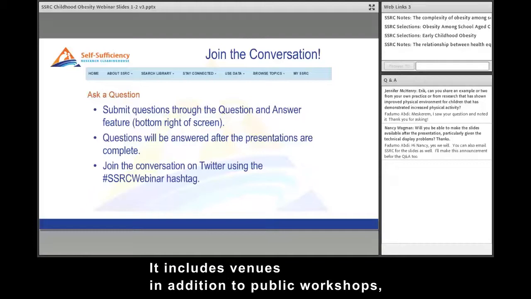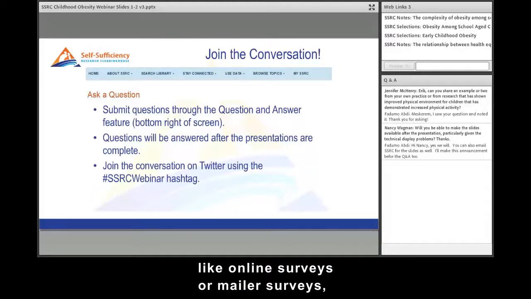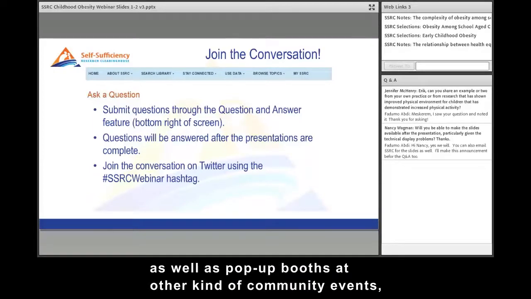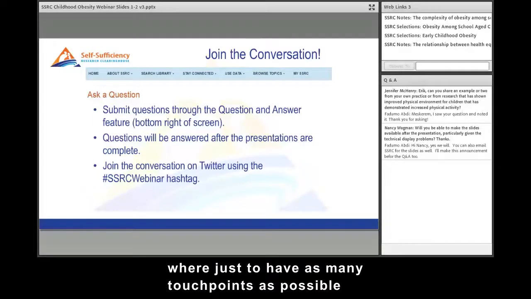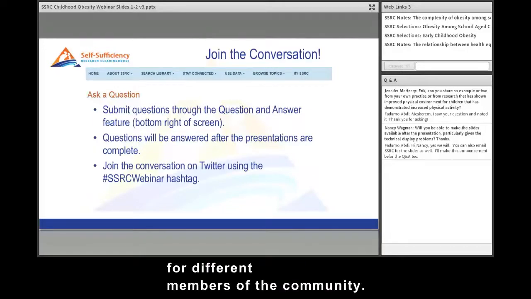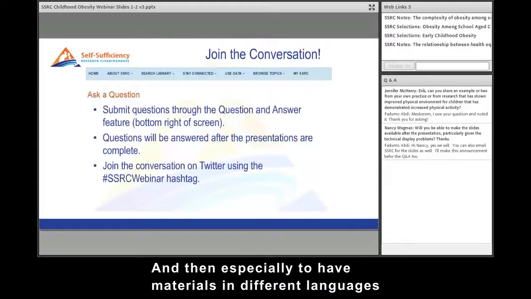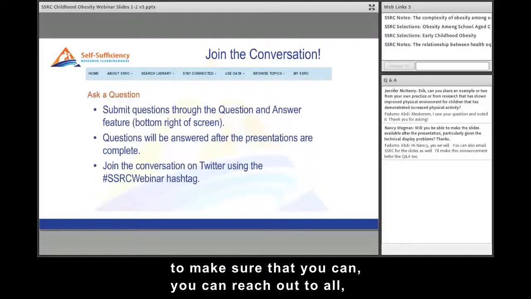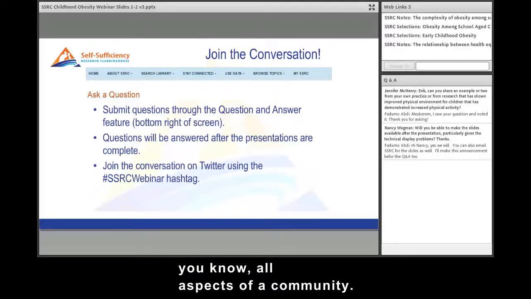It includes venues in addition to public workshops, like online surveys or mailer surveys, as well as pop-up booths at other community events, to have as many touch points as possible for different members of the community. And then especially to have materials in different languages, to make sure that you can reach out to all aspects of a community.